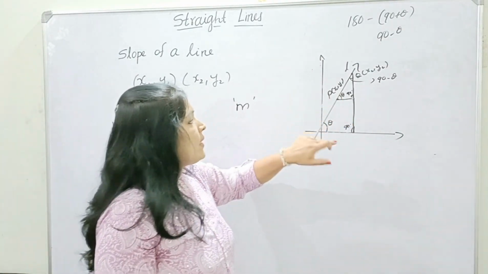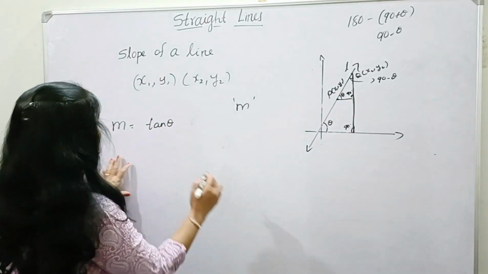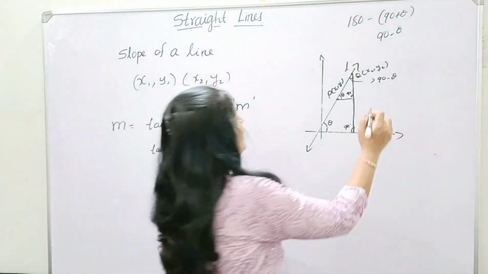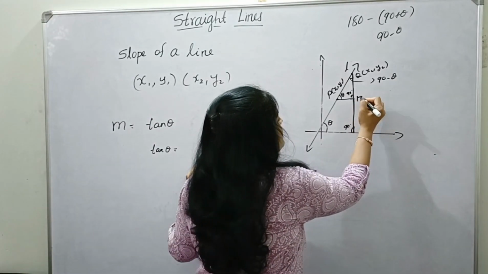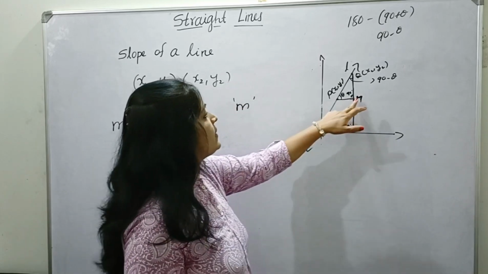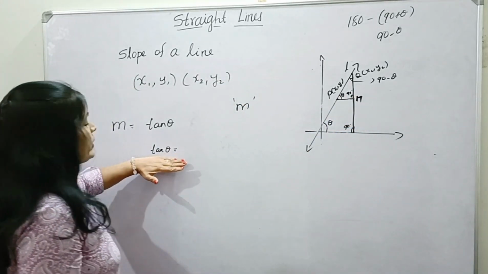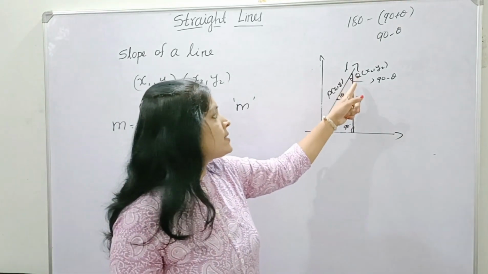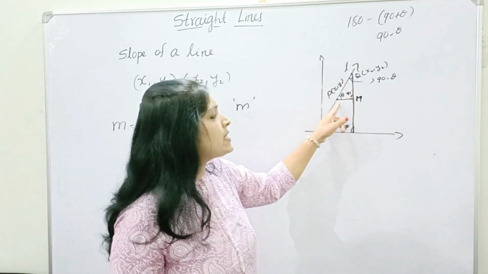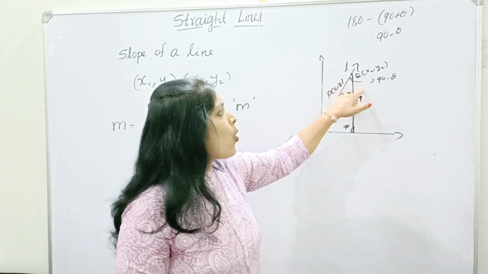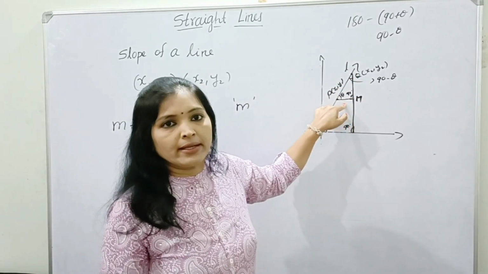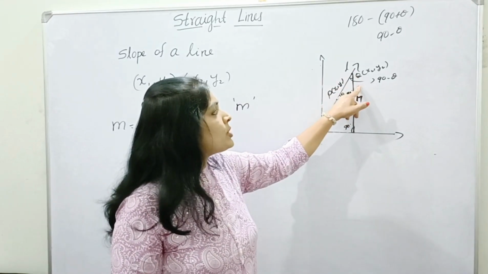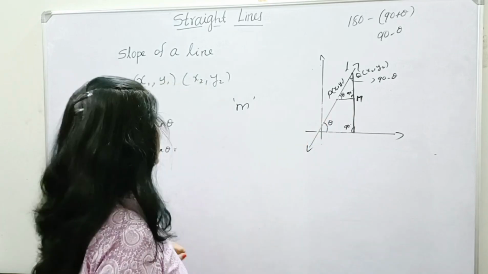Therefore, let us take this theta. So tan theta is equal to m. Let us take it as m. Now, we know that it is a right angle triangle. In a right angle triangle, what is tan theta? Tan theta is equal to opposite side divided by adjacent side, right? In trigonometry, we have already learned tan theta is opposite side divided by adjacent side.